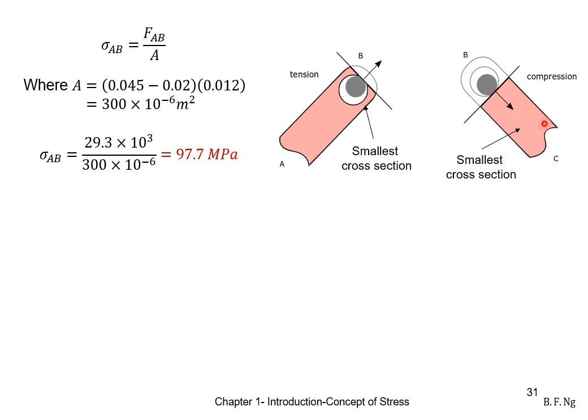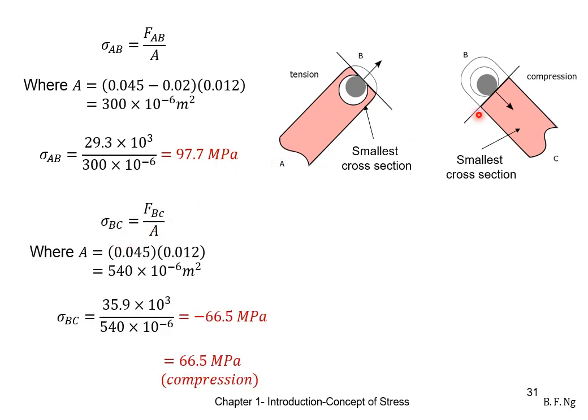For maximum normal stress in link AB, we just need to use FAB divided by the smallest cross-sectional area. We subtract the diameter of the hole from the width of the link. This is 0.045, which is the width of the link, minus the diameter of the hole. Then we multiply by the thickness of the link. This will be the cross-sectional area that we consider. For stress, it is just the force AB divided by the cross-sectional area, which is 97.7 megapascals.